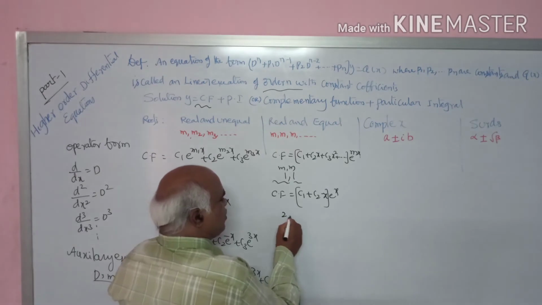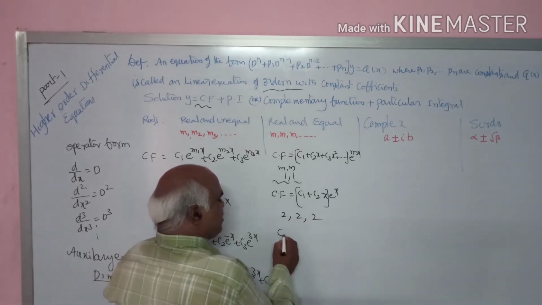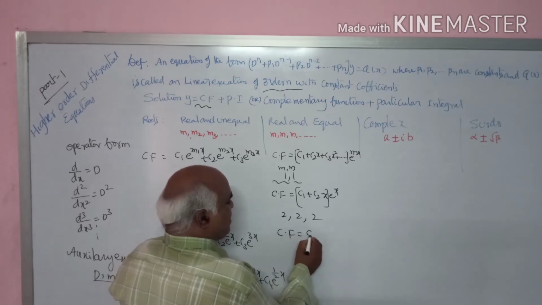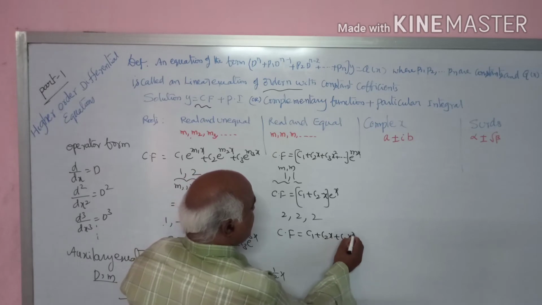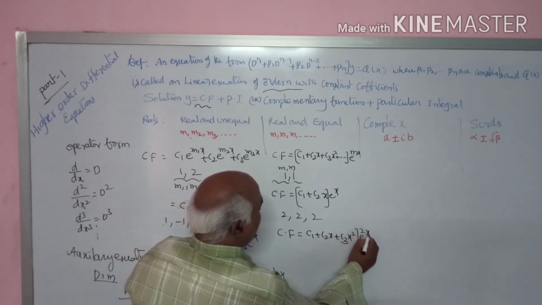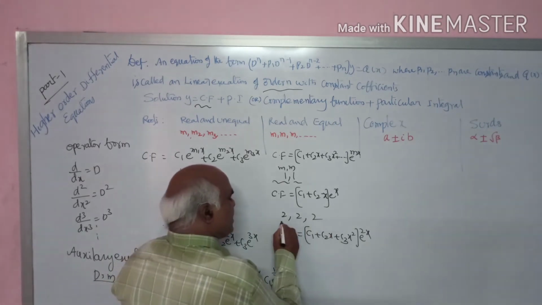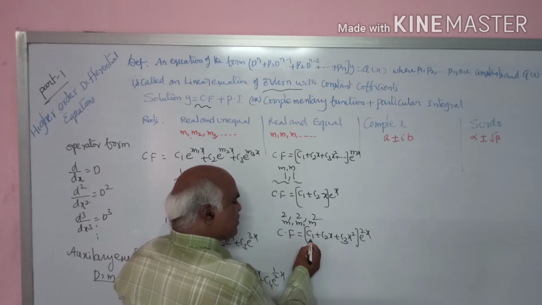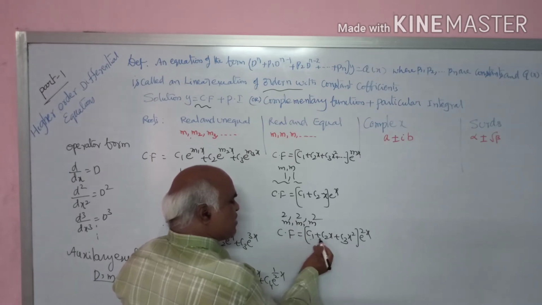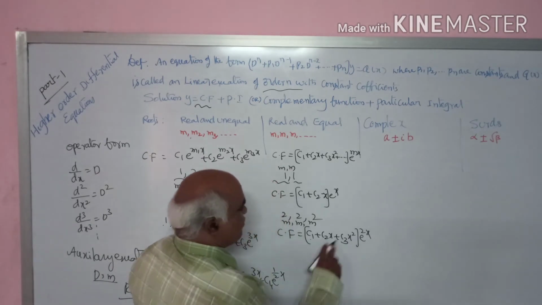Next, 2, 2, 2 are the roots of the equation. Three roots are equal. Therefore c1 plus c2x plus c3x square into e to the power of 2x is the complementary function for three roots. Three m's are there, so you can write constants c1, c2, c3. You can increase the x terms.